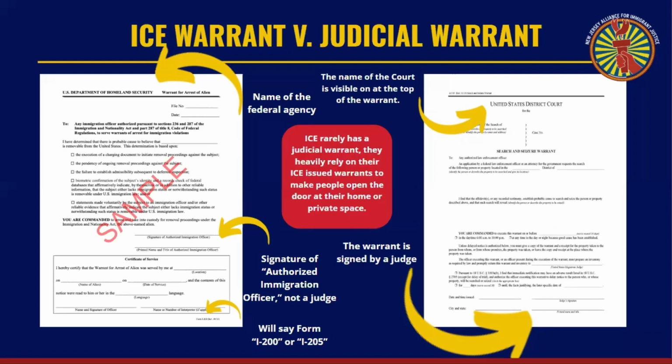Judicial warrant. This is issued and signed by a judge, which means it carries legal authority for ICE to enter private spaces without consent. It will have a court's name and the signature of a federal judge, not an ICE officer's signature. If ICE presents this, they can enter, but you still have rights, such as the right to remain silent. If ICE comes to your door, always ask to see the warrant. If it's only an ICE warrant, you are not required to let them in.